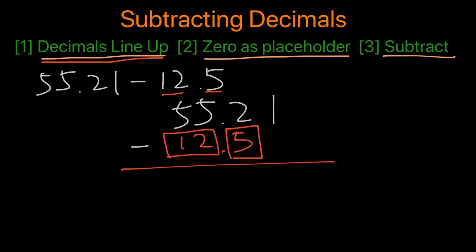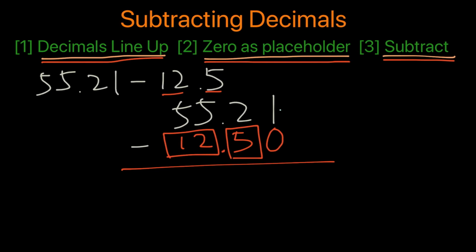Now the next step is to place 0 as a placeholder. And since we don't have anything here, so we'll place a 0 here as a placeholder. And finally, we'll complete the subtraction process.